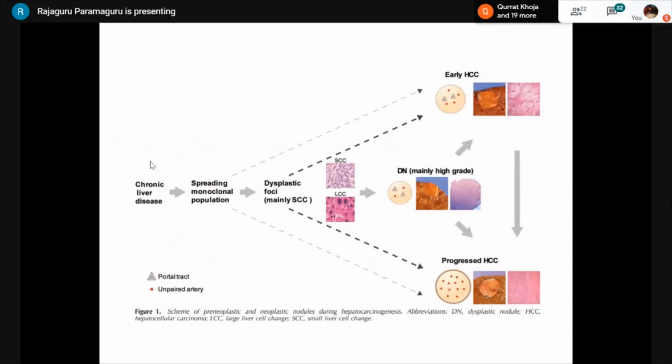It starts with chronic liver disease, and there will be dysplastic foci, mainly the small cell change. The small cell change is very important. Large cell change does not have a bizarre looking nucleus like in other areas, and the larger size doesn't have much significance compared to the small cell change. It will transform to an early hepatocellular carcinoma or progressed HCC, or this dysplastic focus, less than 1 millimeter in size, can progress to a dysplastic nodule and then later to HCC or progressed HCC.